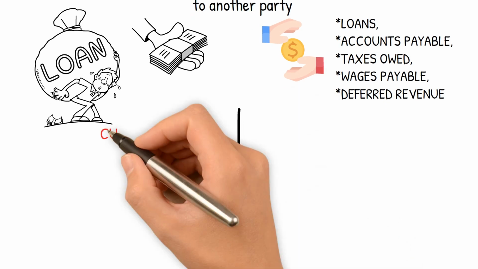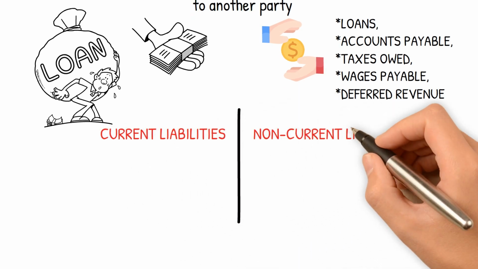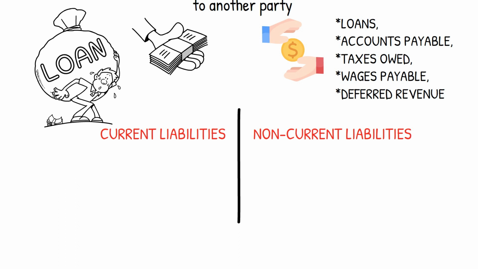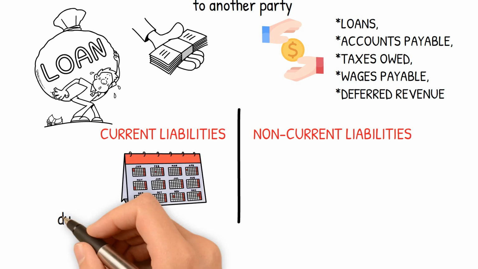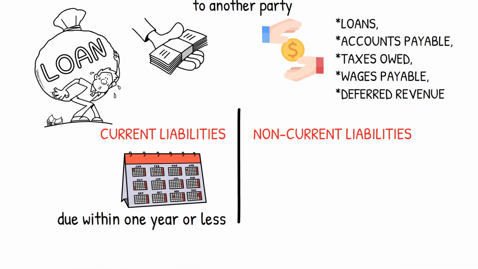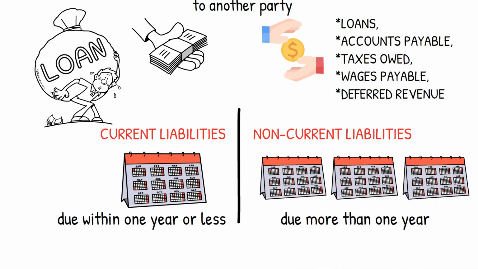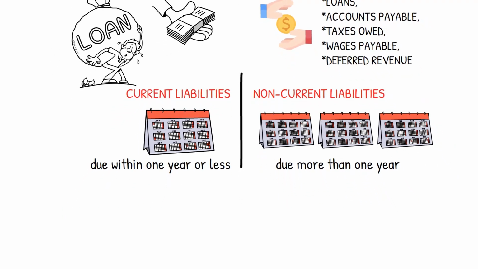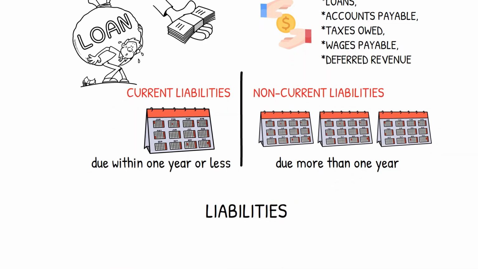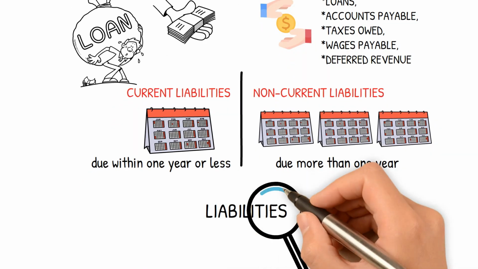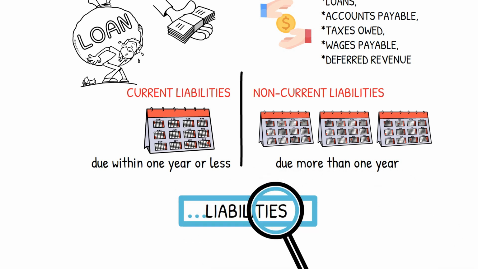Liabilities are typically classified as either current or non-current liabilities. Current liabilities are liabilities due within 1 year or less, while non-current liabilities are obligations due more than 1 year in the future. Liabilities are essential to an entity's financial position, as they represent potential claims on an entity's resources by its creditors or other third parties. They are also a key consideration for investors and creditors when assessing an entity's creditworthiness and financial health.